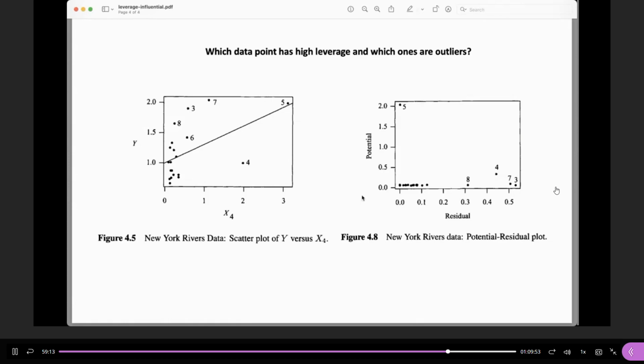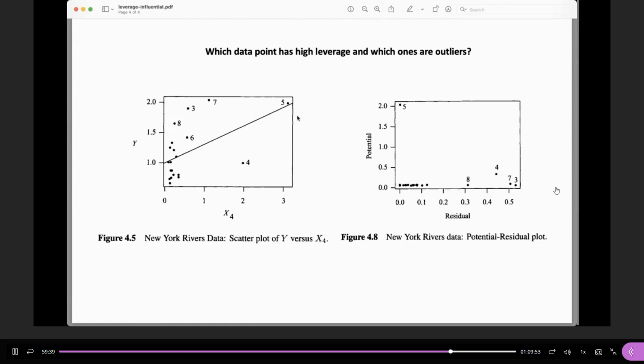Point 0.5, what is exactly wrong with 0.5? 0.5 is high leverage, okay? It's a high leverage point, but it's not outlying. As you can see from the plot on the left, it actually is very close to the regression line. So 0.5 is just high leverage, but not outlying. It's just a high leverage point.